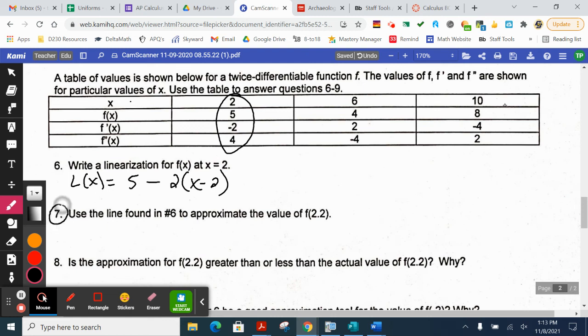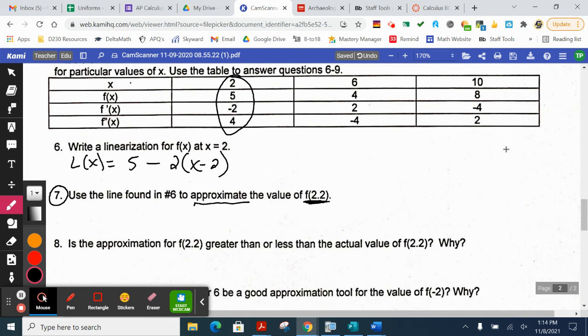So now 7, just like we did on the front page, I want you to use this line to approximate f of 2.2. Is 2.2 one of the values in the table that we're going to be able to find the exact value of? No. So we're stuck in terms of we don't know what f of 2.2 is. There's no way to find it. But we can approximate it if we can get a tangent line close enough to it, which we can. Once you have that, answer number 8. Is the approximation that you just found in number 7 going to be greater than or less than the actual value? And we just said there's no way to find the actual value. All right, so find 7 and then answer 8.